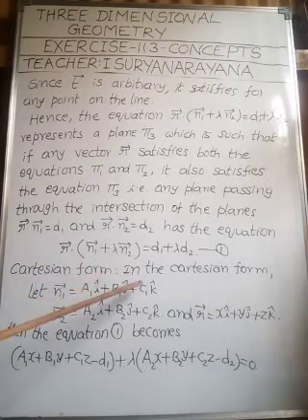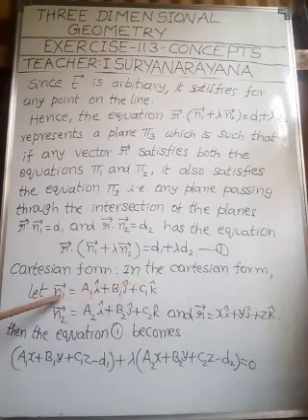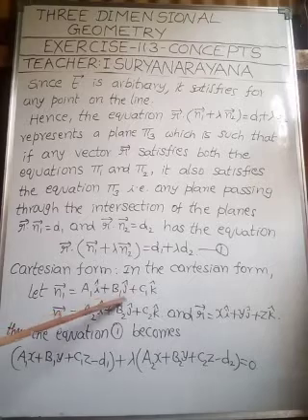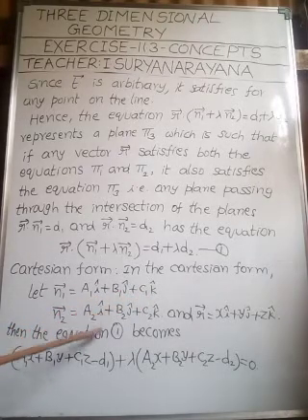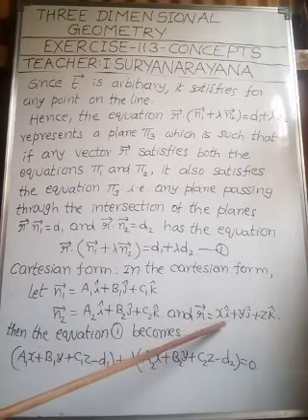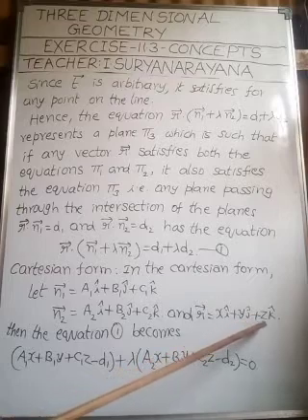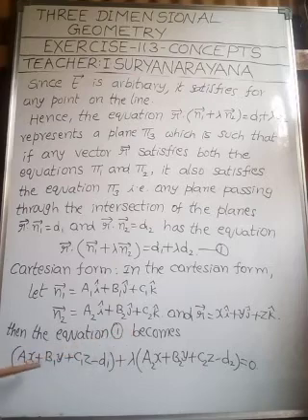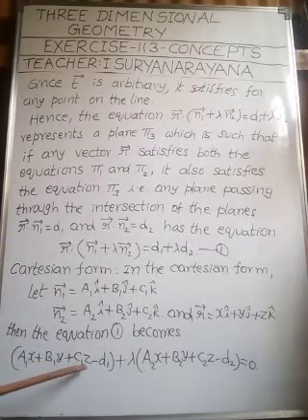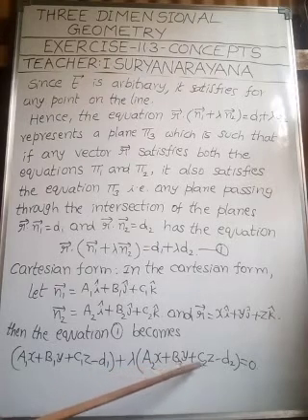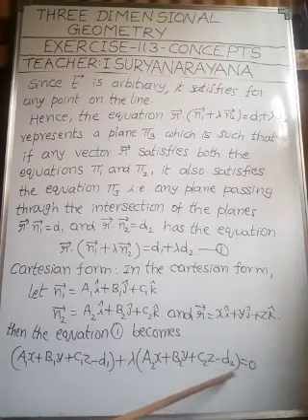Okay, my children. In the Cartesian form, let n1 bar is equal to a1 i cap plus b1 j cap plus c1 k cap, and n2 bar is equal to a2 i cap plus b2 j cap plus c2 k cap, and r bar is equal to x i cap plus y j cap plus z k cap. Then this equation becomes (a1x plus b1y plus c1z minus d1) plus lambda into (a2x plus b2y plus c2z minus d2) is equal to 0.